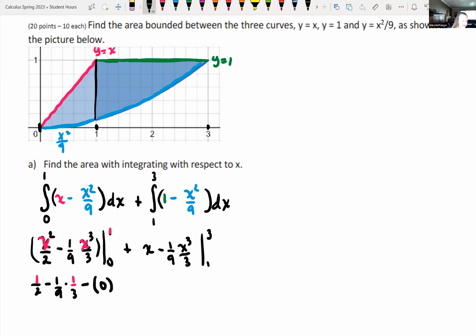So then we're going to add the other piece, now plugging in our top bound for that second integral. We're plugging in 3 wherever we see an x. So I get 3 minus 1/9 times 3 cubed, which is 27, divided by 3, minus, and this is where it is important to put the parentheses. Now going back in and plugging in 1 wherever we saw an x, we get 1 minus 1/9 times 1 cubed, which is 1, all divided by 3.